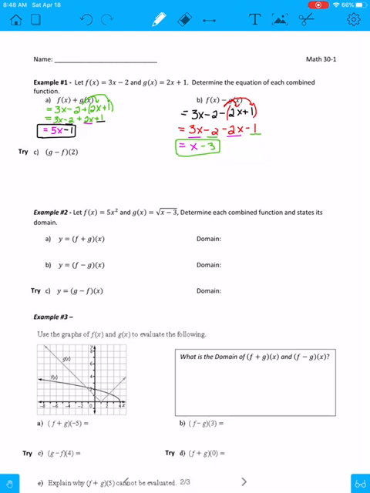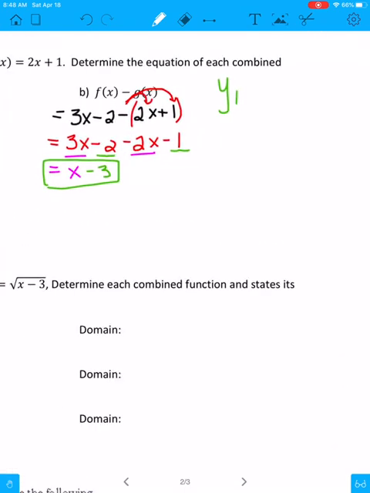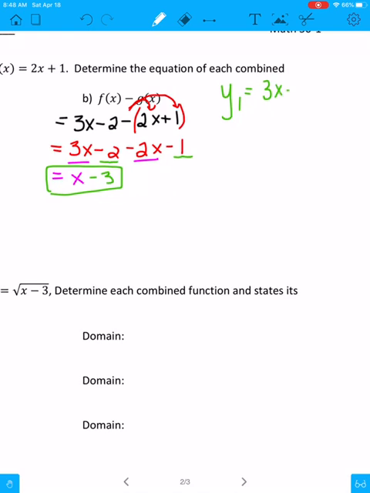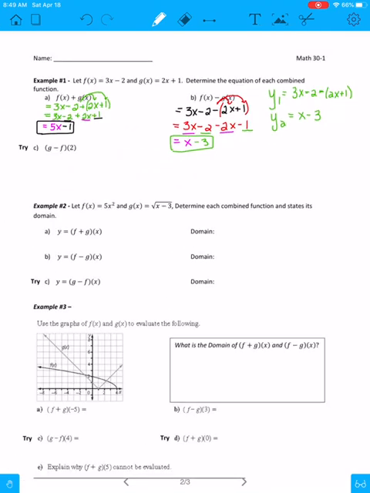So for b, I could type into my y1 in my calculator just to check, 3x minus 2 minus 2x plus 1. But I would have to make sure that I put that g in brackets. And I use minus signs, not negative signs, because these are minus signs. People use negative signs by accident and it messes them up. And then in y2, I could type my answer, x minus 3. And I should get the same graph. If I don't, I made a mistake somewhere. Okay? So you can check these with your calculator.